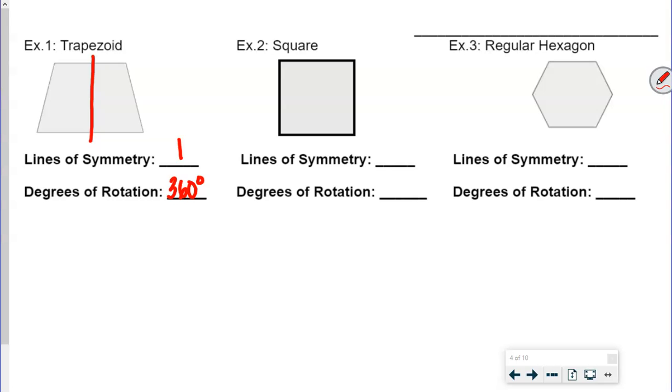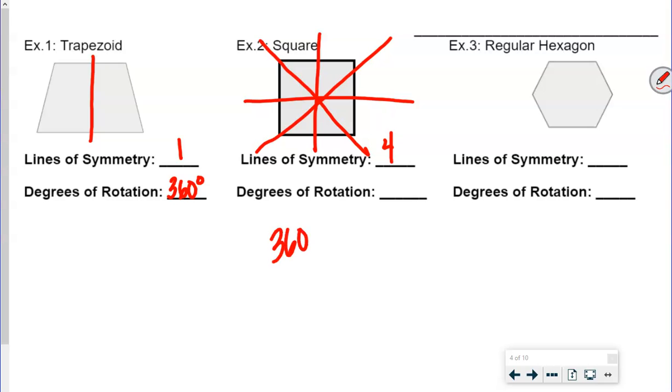Now, when we talk about lines of symmetry for the square, because all the sides are the same, we could cut it in half right there, in half there, and again across here and across there. So how many lines is that? 4. And it had 4 sides, right? That's what we were talking about before: because it's a regular shape and all the sides are the same length, the lines of symmetry will be equal to the number of sides. Now, degrees of rotation: we're going to take 360 and divide that by 4, and when we do that, we get 90 degrees, right? So what does that mean? That means every time I turn this 90 degrees, it lands on itself, right? So that is our degrees of rotation.